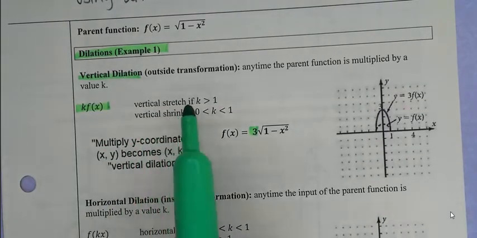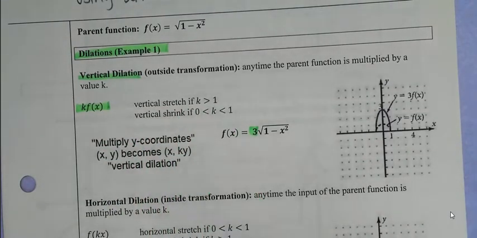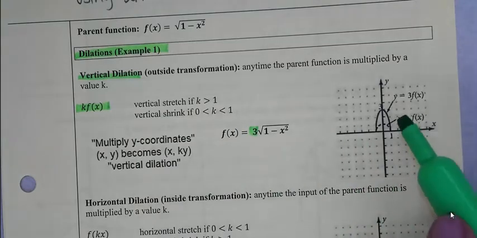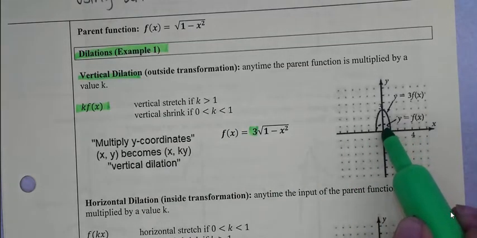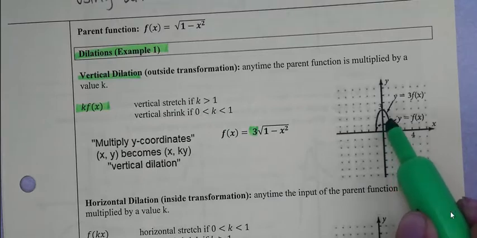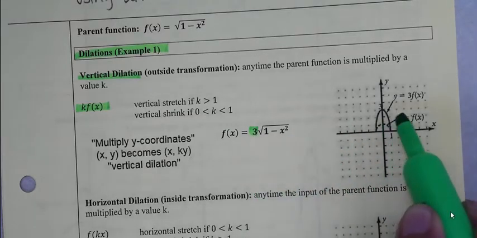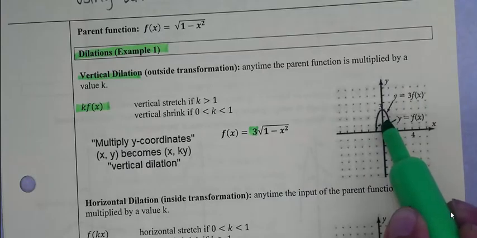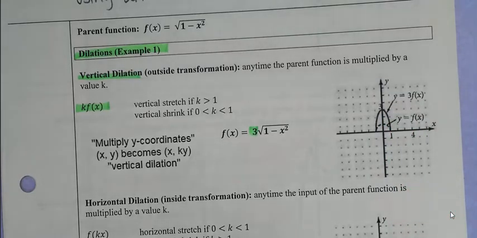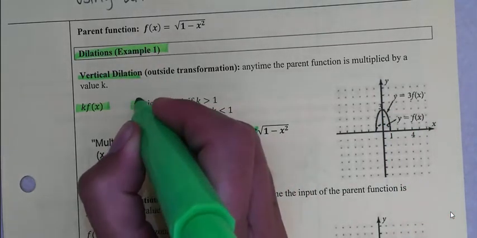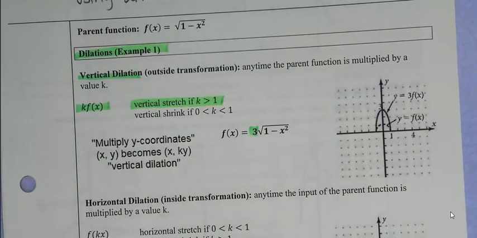So this is important to know. You get a vertical stretch if k is greater than 1, which makes sense because, for example, here, my output originally in my parent function is 1. Well, I take that and multiply it by 3. That's a number that's bigger than 1, so it stretches it up to 3. That gives you that vertical stretch. So you get a vertical stretch if k is greater than 1.